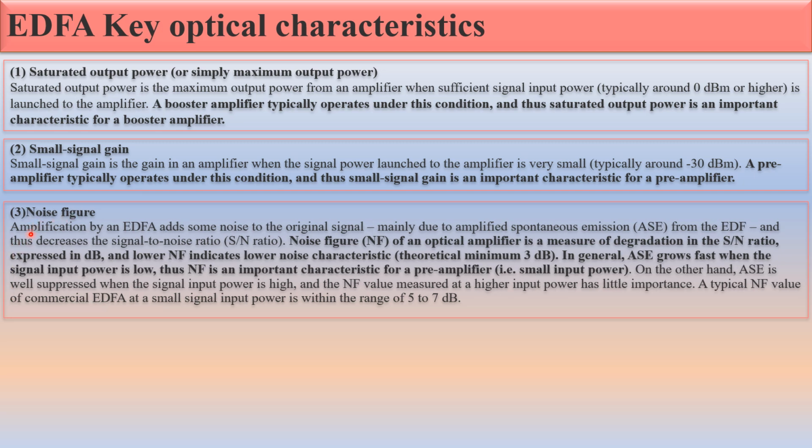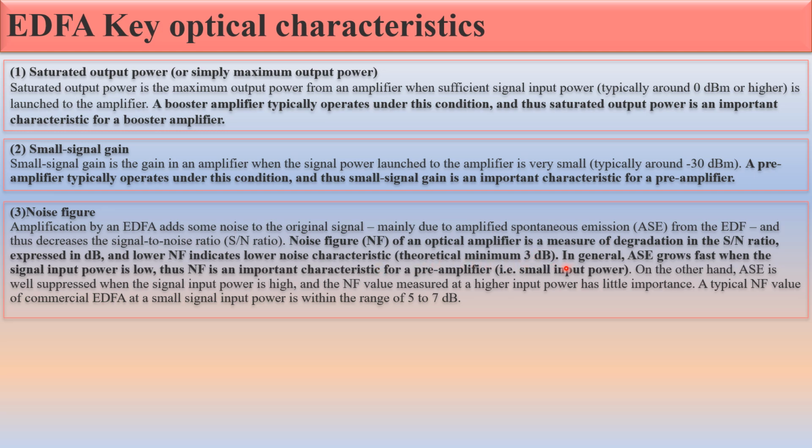Noise figure. Amplification by an EDFA adds some noise to the original system because of ASE noise, which we have already discussed, mainly due to amplified spontaneous emission (ASE) from the EDF, and thus decreases the signal to noise ratio. Noise figure of an optical amplifier is a measure of degradation in the signal to noise ratio. It means noise figure gives you the calculation of how much the signal to noise ratio will degrade after passing through an amplifier. This is expressed in dB. A lower noise figure indicates lower noise characteristics, and the minimum is 3 dB.